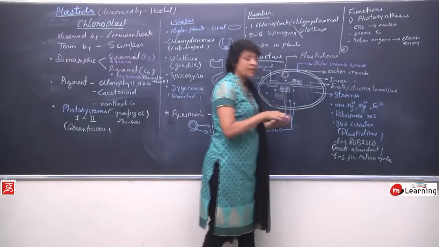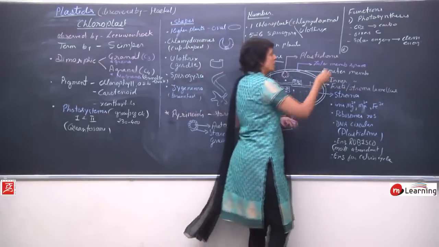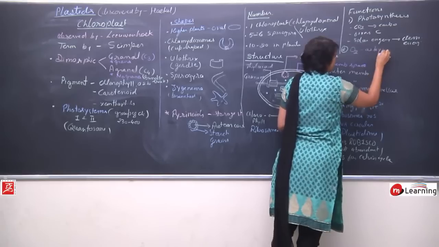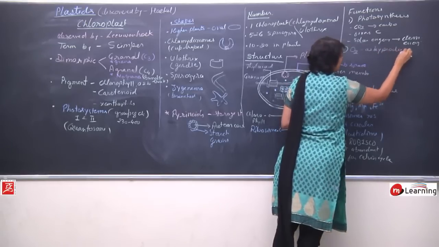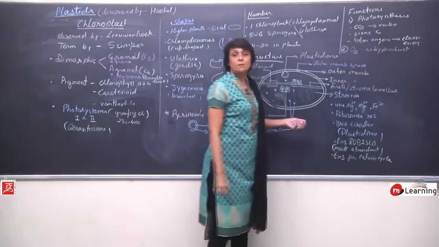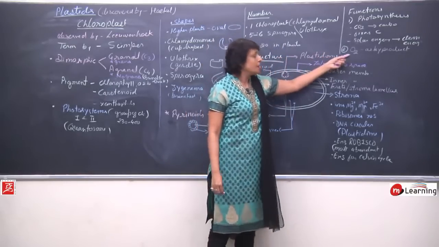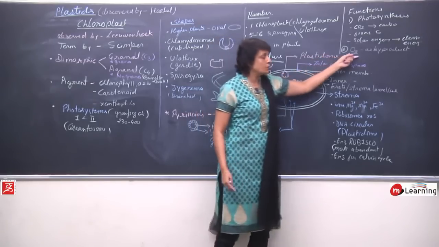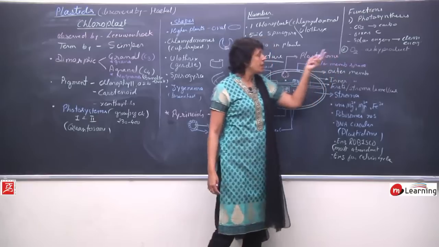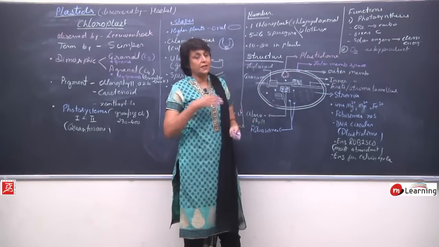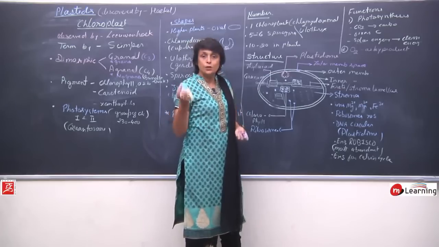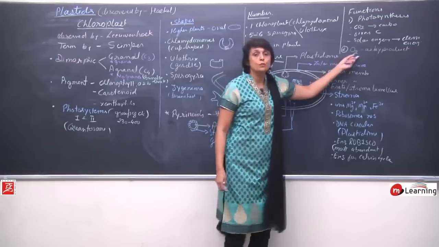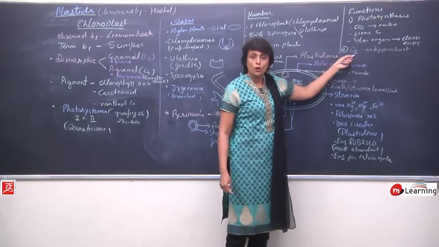Second function is, during photosynthesis, oxygen is given out as a byproduct. Though it is a byproduct of this process, molecular oxygen is required for all aerobic processes. So this molecular oxygen helps in all aerobic processes, whether it comes out of the plant into the atmosphere, used by plants and animals separately, or it is used by the plant directly. So oxygen.